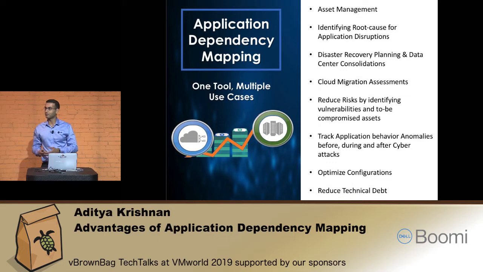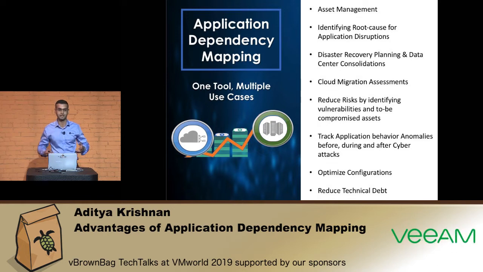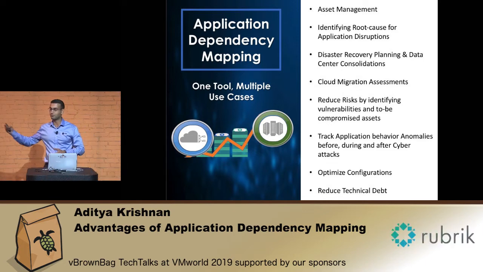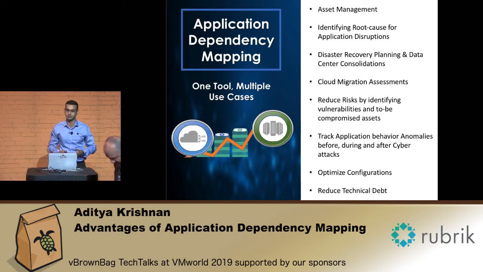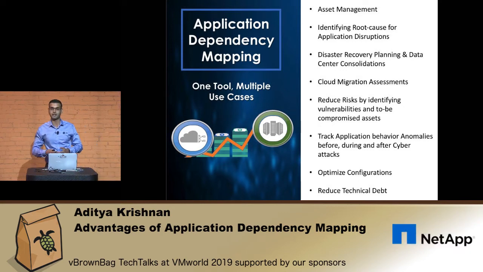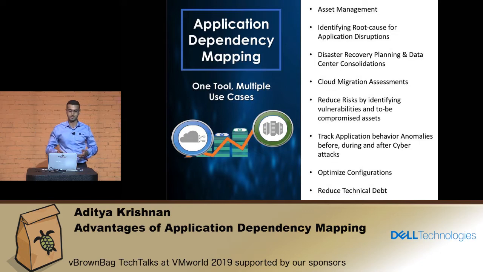So as I talked about, application dependency mapping is a very, very critical tool that can be used in so many different ways. It's a single tool which has multiple use cases. As you can see from the section on the right, it has a lot of use cases such as asset management, root cause identification, disaster recovery planning, and so on. And I'll be talking about some of these in further detail as we go along with the presentation.